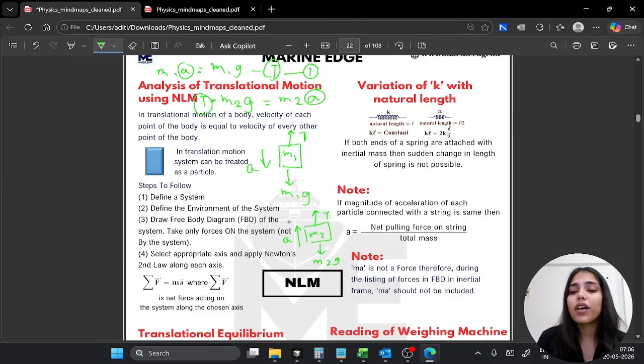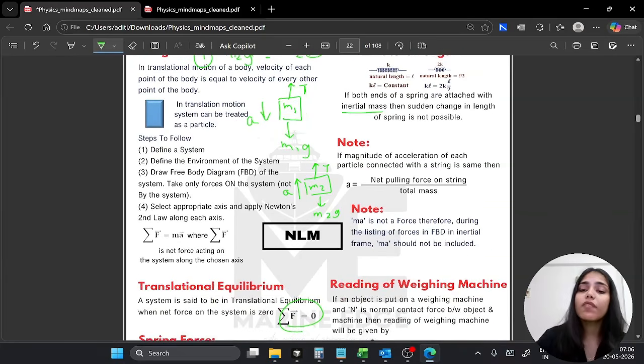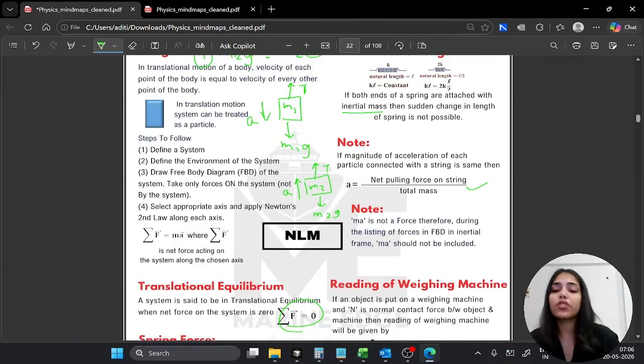And if we reduce the length, the value of K changes. If both ends of the spring are attached to an inertial mass, then a sudden change in the length of the spring is not possible. Now, if the magnitude of acceleration of each particle connected to a string is the same, then acceleration equals the net force acting on the string divided by the total mass. When we talk about pulleys, throughout the string we assume or ensure that the acceleration remains the same.